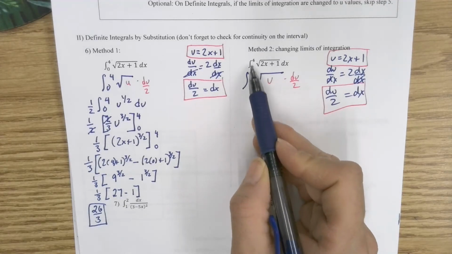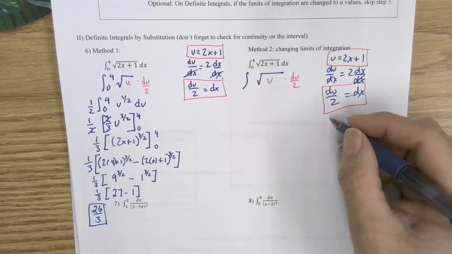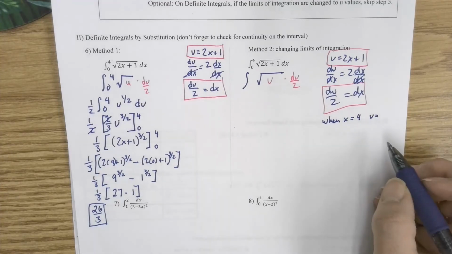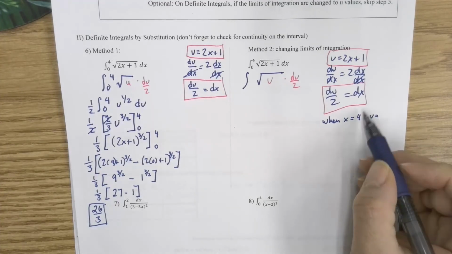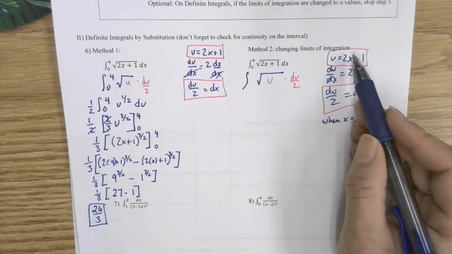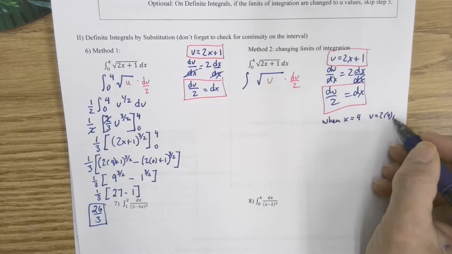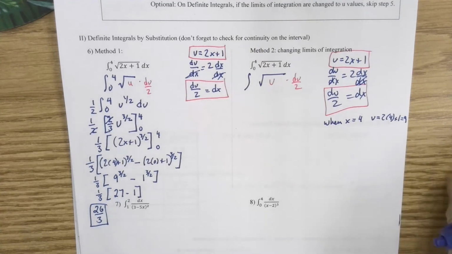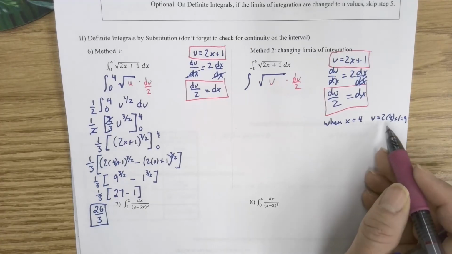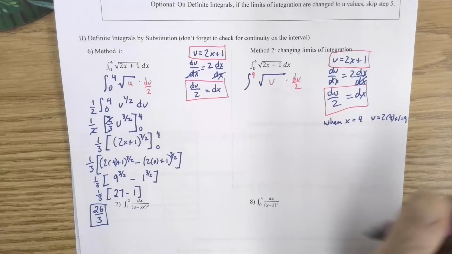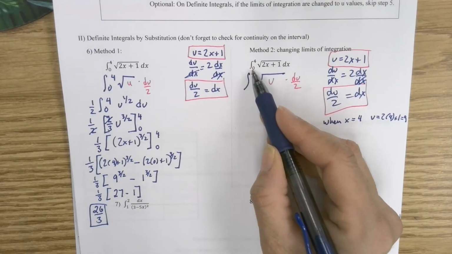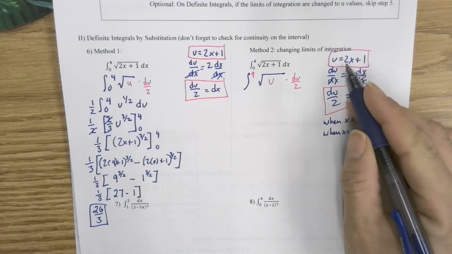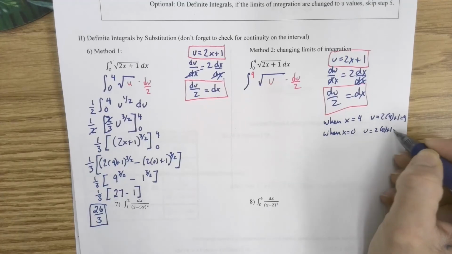And instead of carrying down my 4 and my 0, those are x values. Now, when x equals 4, what is u? Well, I'm going to substitute 4 in here to find u. So 2 times 4 plus 1 is 9. So that means my new upper limit in terms of u is 9. And then I'm going to find when x is 0, what is u? So when x is 0, u is 2 times 0 plus 1, which is 1.